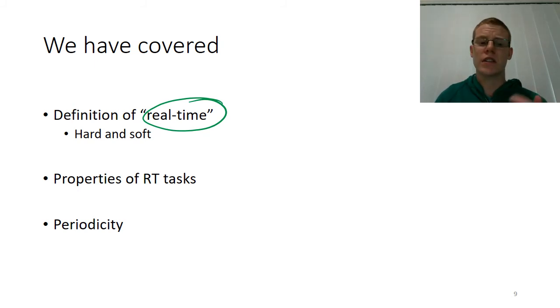We've also discussed the properties that a real-time system or real-time tasks might have, so these being arrival time, service time, and start and end deadlines, and there may be other properties that a real-time task will have. And we've also discussed the periodicity, so we broadly broke real-time tasks down into periodic and aperiodic tasks.